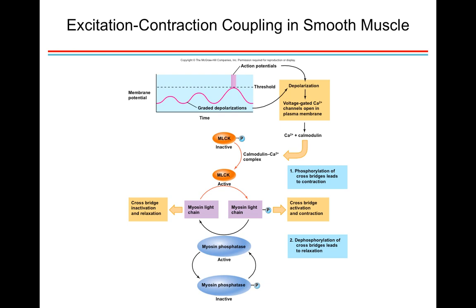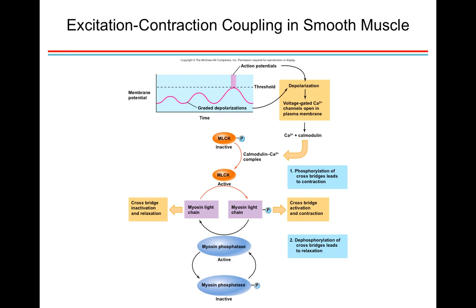So I want to show you how the contraction of smooth muscles is distinct from skeletal and cardiac muscle. Here we have an action potential that is going to be stimulating depolarization of the smooth muscle. The depolarization is going to open the voltage-gated calcium channels in the plasma membrane. This is going to bring calcium into the cytoplasm. However, what's unusual is there's no troponin.